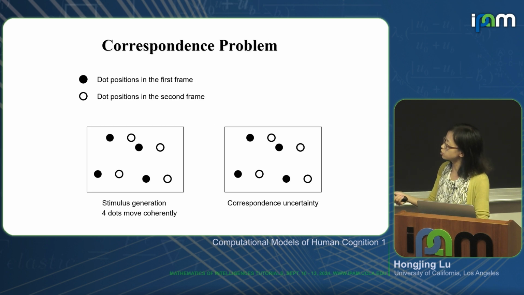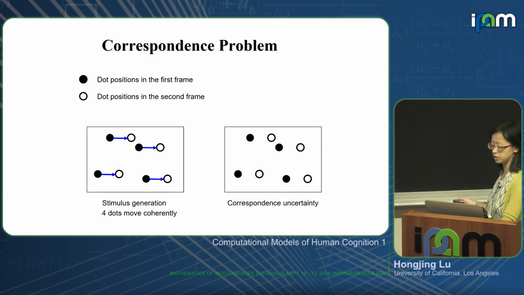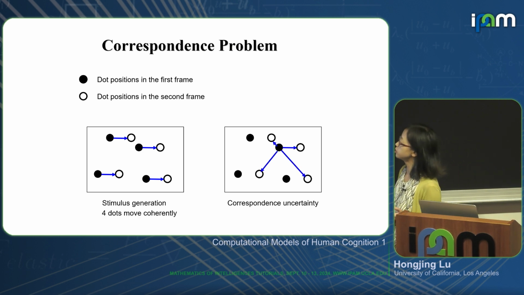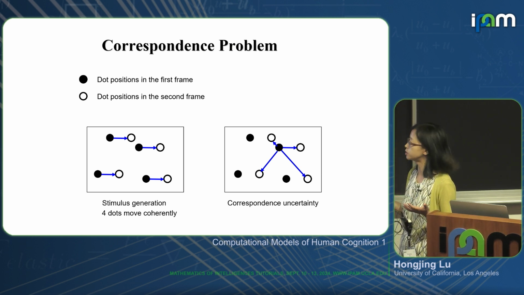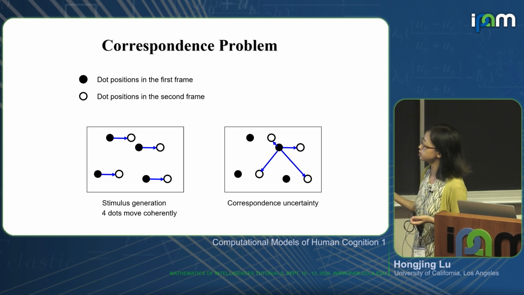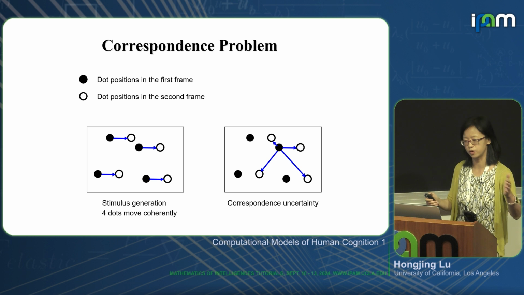In this illustration I'm showing you here, the black dots indicate the location in the first frame, and open circles indicate the dot location in the second frame. So this is what you perceive, right? But think about it, when you show this display, every dot looks identical. This dot could move to this closest position, or could move to this far position because all these dots' appearance is exactly the same. So this is what we call the correspondence problem in motion perception. What corresponds to what from frame 2 to frame 1.